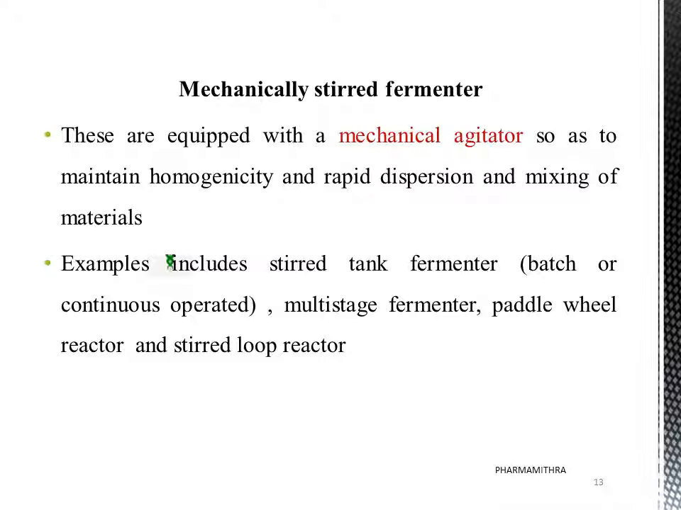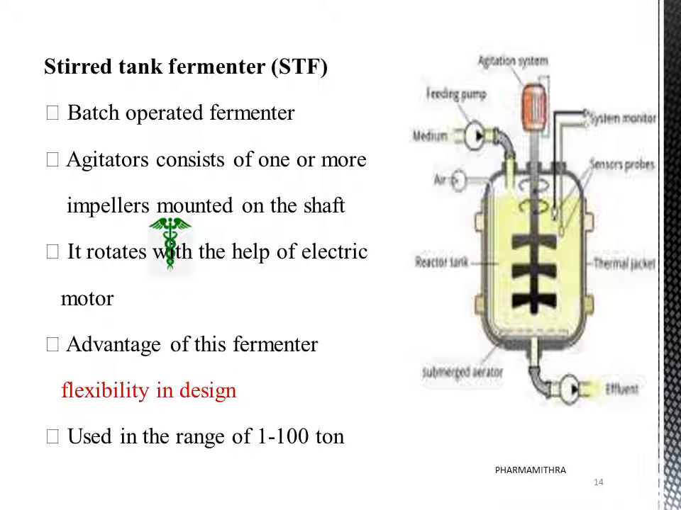Coming to the mechanically stirred fermenter. As the name suggests, these are equipped with a mechanical agitator. So we can maintain homogeneity, that is uniformity, and rapid dispersion and mixing of the material. Examples include the stirred tank fermenter, either batch or continuous operated, multi-stage fermenter, paddle wheel reactor, and stir loop reactor.